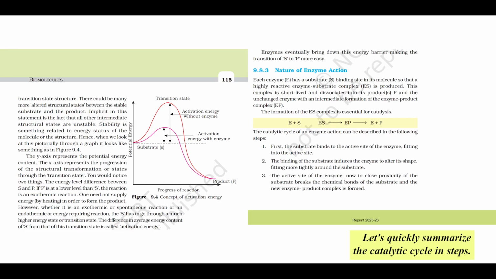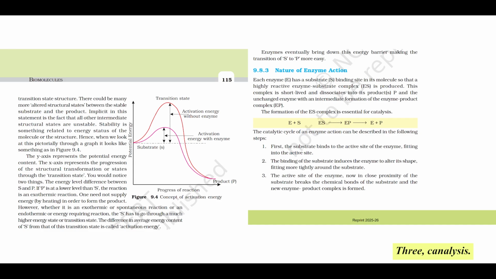Let's quickly summarize the catalytic cycle in steps. This is often asked about. 1. Binding. First, the substrate S binds to the enzyme's E, active site, specific fit. E plus S makes ES. Step 1. Binding. 2. Induced fit. Often the binding of the substrate causes the enzyme to change its shape slightly, creating an even tighter, more optimal fit around the substrate. This is called the induced fit model. The enzyme adjusts to the substrate. Step 2. Induced fit, like a handshake adjusting.